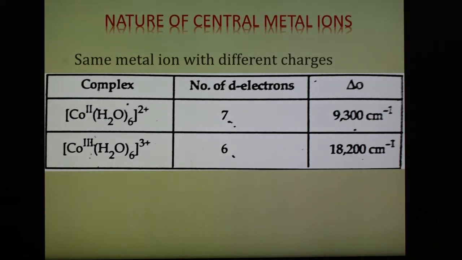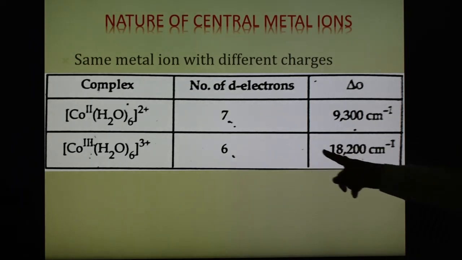In this case, the metal ion or cation with a higher oxidation state has a higher value of delta O. So here you see, the metal ion with a higher oxidation state has a higher value of delta O.